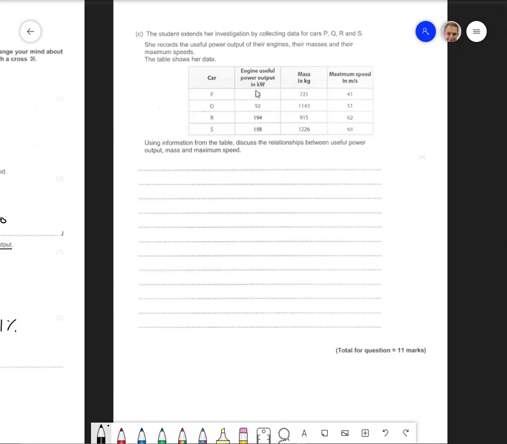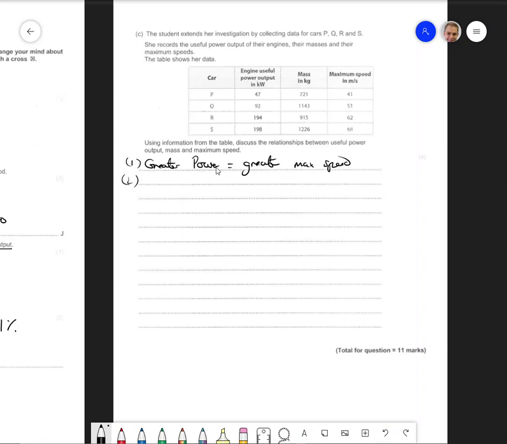Well, the nice thing is these numbers are increasing. Oh, look, and so are these numbers. So as power increases, speed increases. Because that's power and maximum speed, so greater power means greater speed. That's the first thing we can say.